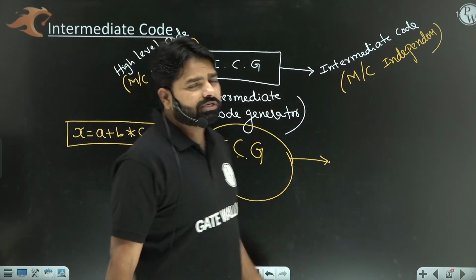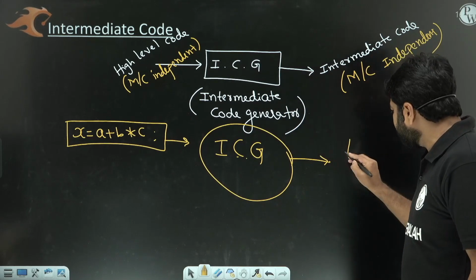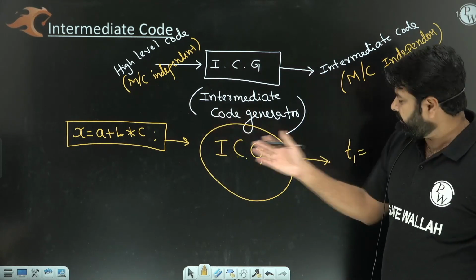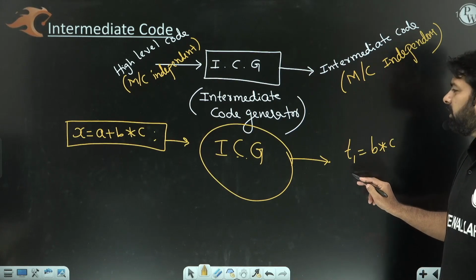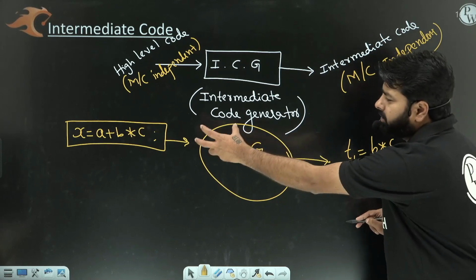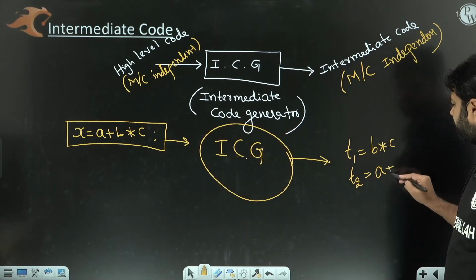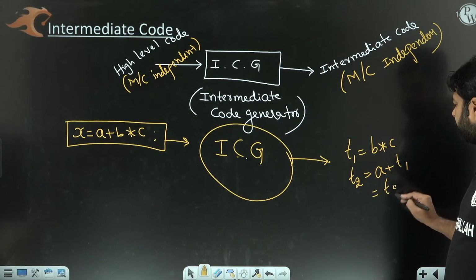So how does that look? There are many representations. One representation I am going to tell you. Let's say T1 = b * c is one representation. Multiplication will be done in one instruction. Another instruction will be the addition, a plus the b star c already stored in T1. So T2 = a + T1. Then you can move T2 to x.